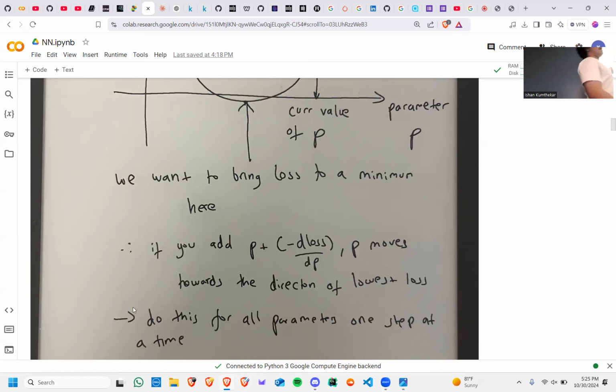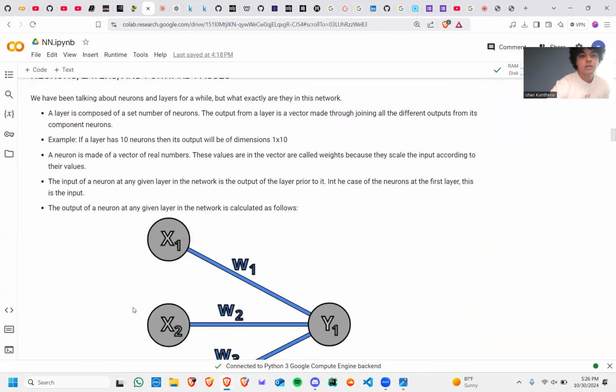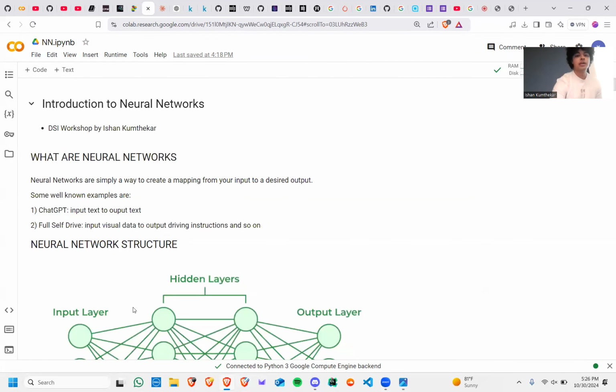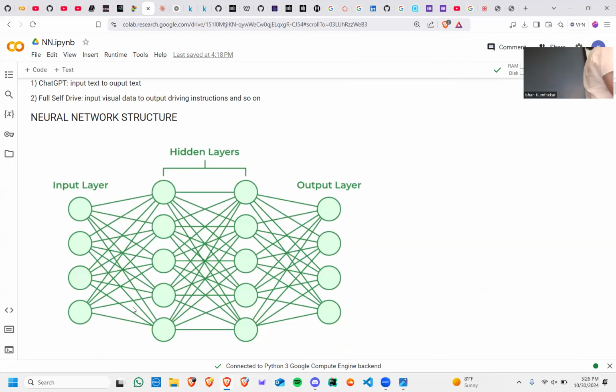So you get the gist of why we need derivatives. Now we'll talk about each individual neuron. Neurons live in forward passes. As you can see in this image right here, these are individual neurons. These are layers.